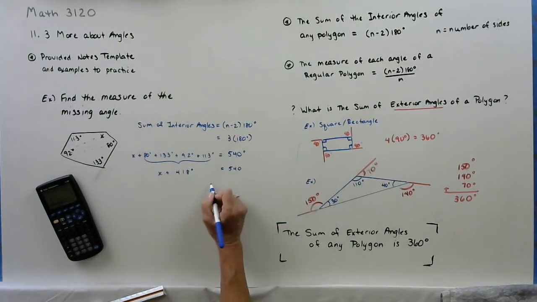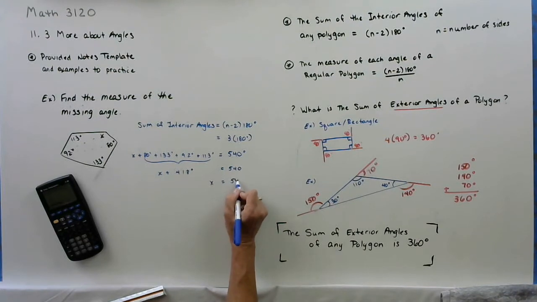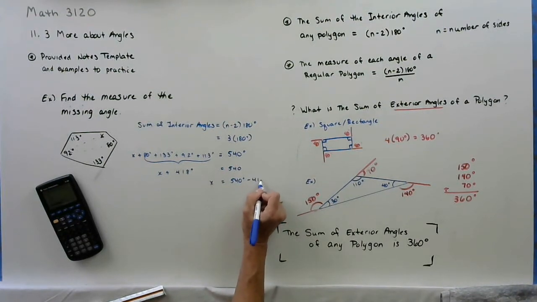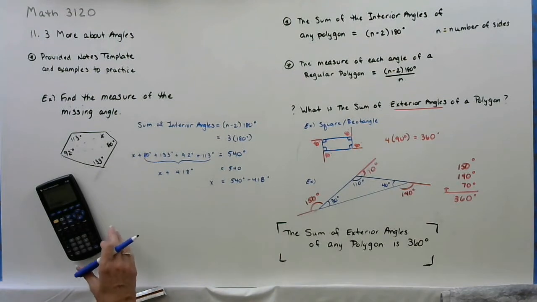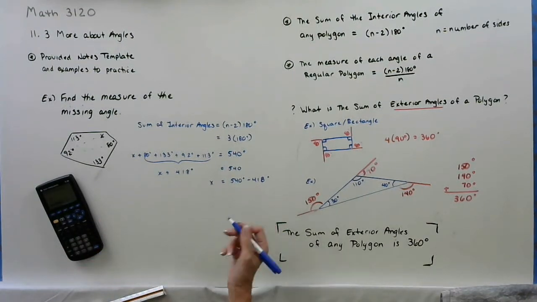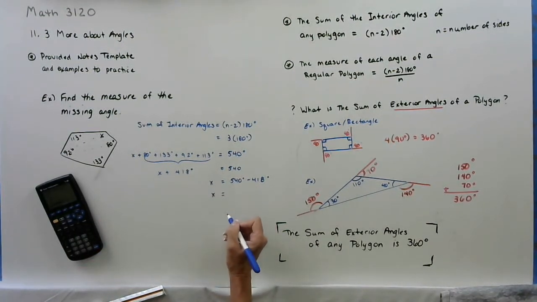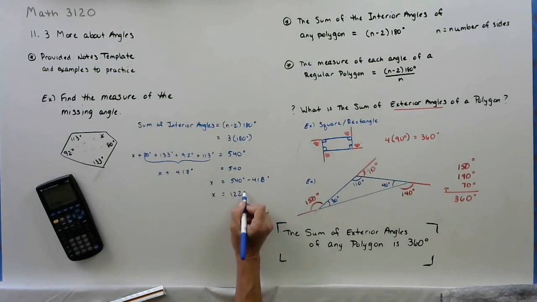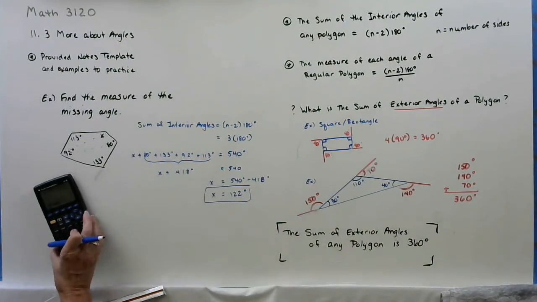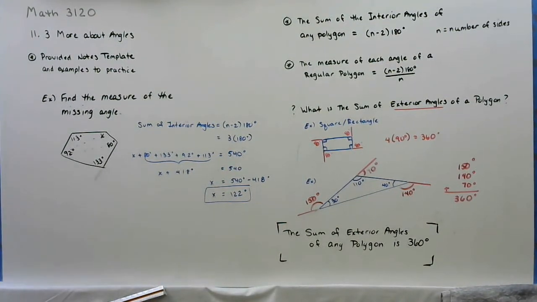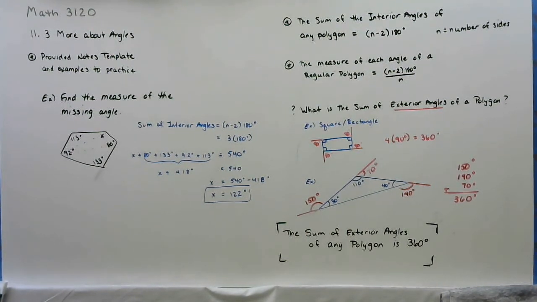So bring the 418 to the other side by subtracting, and I should get 122 degrees. So that's how big our missing angle is. You can either use the formula to calculate the sum of the interior, or you can just divide it into triangles. Okay? So there's a little bit more practice with some angles. Hopefully that was helpful, and see you next time.